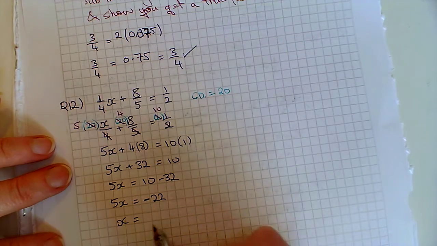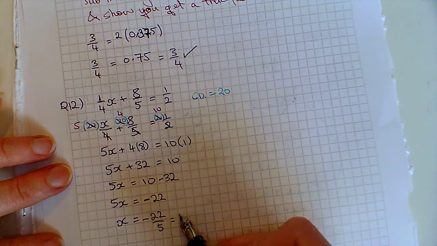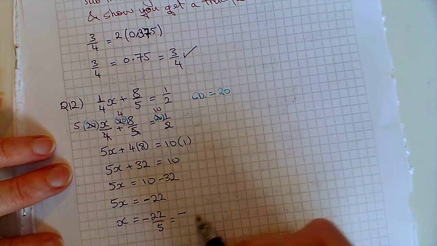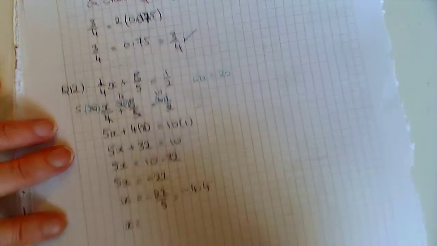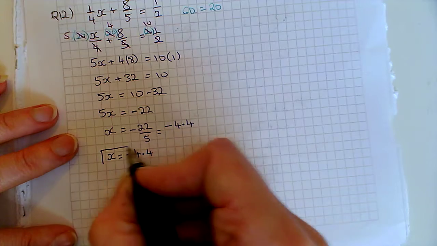And x is equal to minus 22 divided by 5, which is minus 4.4. So x is equal to, it's gone off my page, negative 4.4.